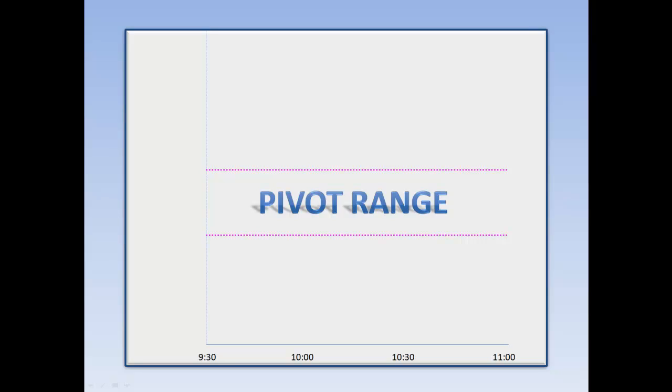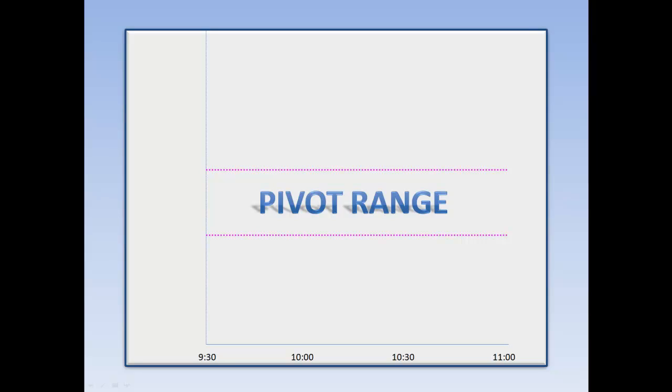The way to look at this is that if price is above the pivot range and it's approaching the pivot range, coming down towards it, it should find support somewhere in that pivot range, okay? And it should bounce off and move in the opposite direction. But if price is below the pivot range and it's moving up towards it, then it should find resistance at the pivot range.